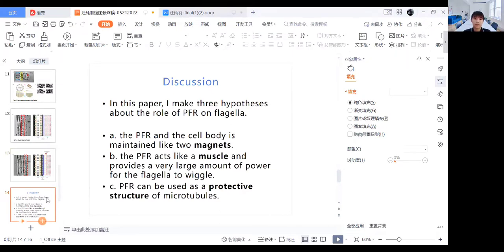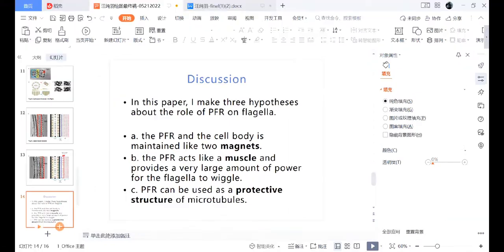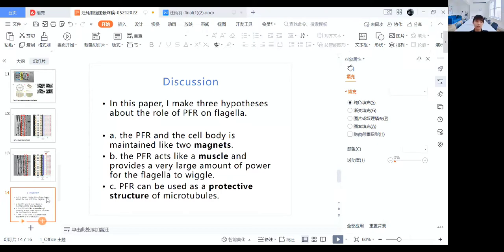Also in this paper, I make three hypotheses about the role of PFR. The first hypothesis: through the literature and some photos, I observed that there is a gap between the PFR and the cell body. The gap is very small, so I think there might be at least two powers that maintain the small distance. So I thought of magnets. Because magnets have repulsion and attraction, when they act together, they will make the gap exist.